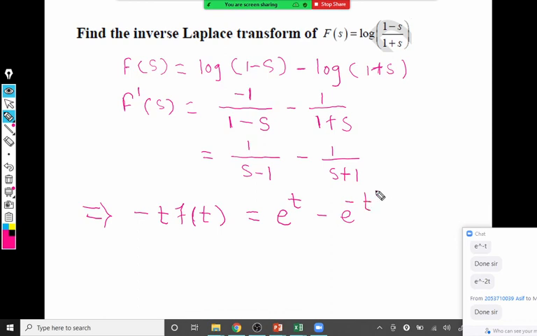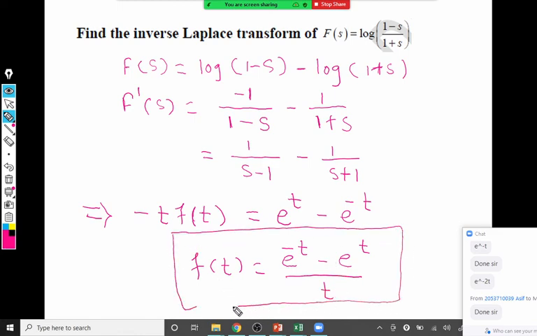Last step, f of t. F of t is the required answer always. And as minus is merging, we have e raised to minus t is a positive and e raised to t is a negative term upon t. And that's the answer. So here this is the key point actually. Here some of the students make the mistake of not writing the minus sign there.